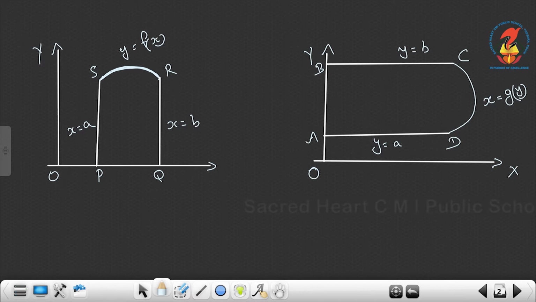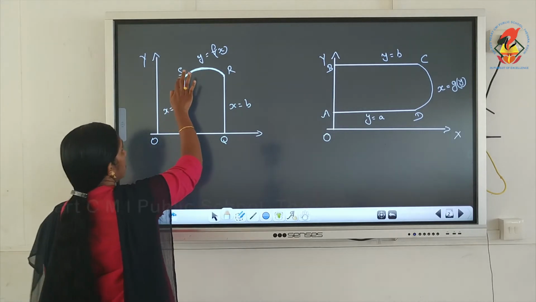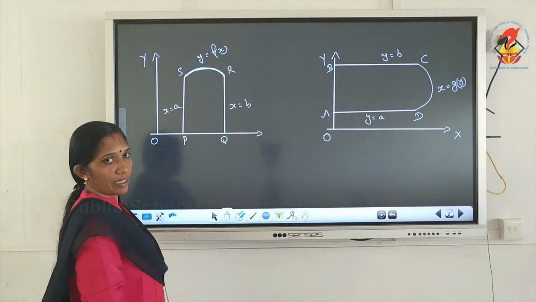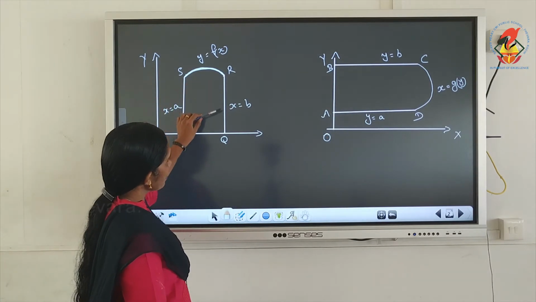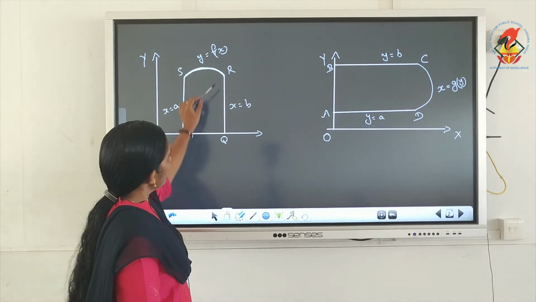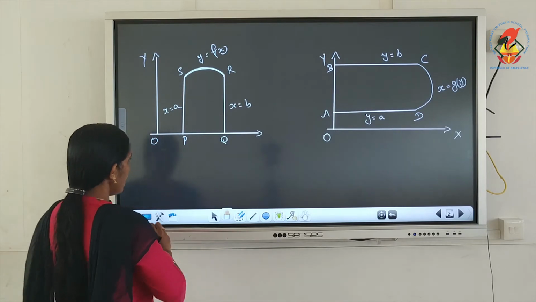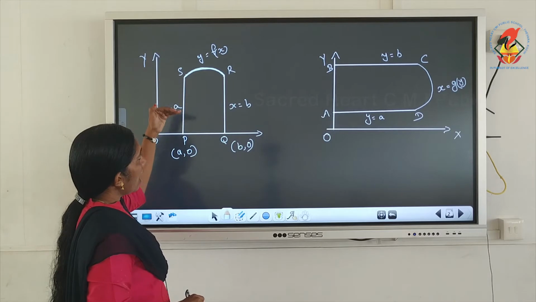The first figure, this is the curve, that is y is equal to f of x. Then what is the area under this curve? So for that, draw two perpendiculars from S and R. Then this perpendicular SP and this one is RQ. Let this line x is equal to a and this line is x is equal to b. That means P's coordinates we can write as (a, 0) and Q as (b, 0). Then what is the area under that curve?